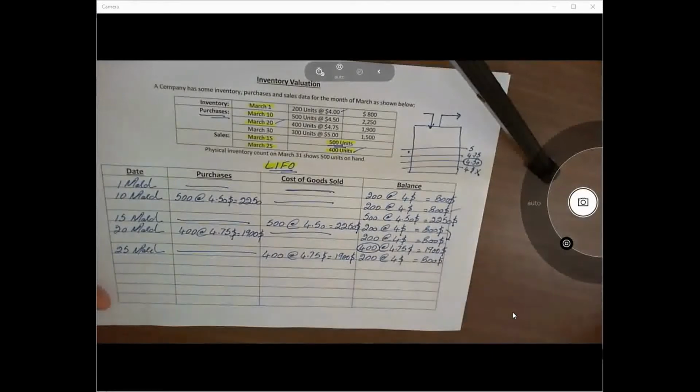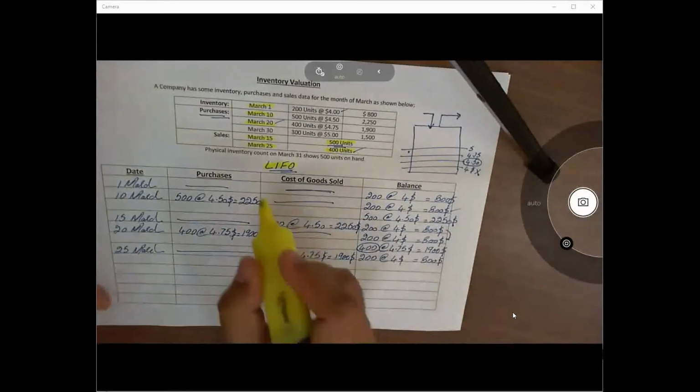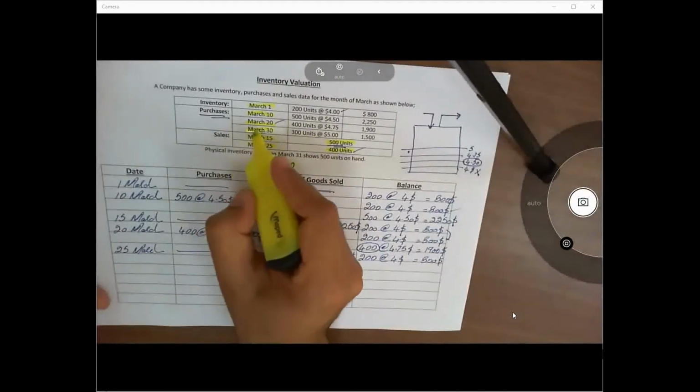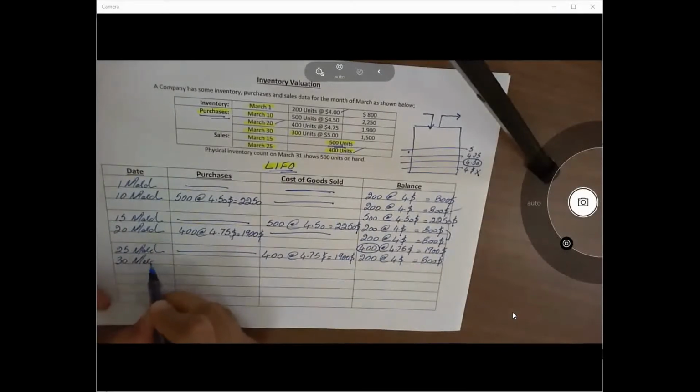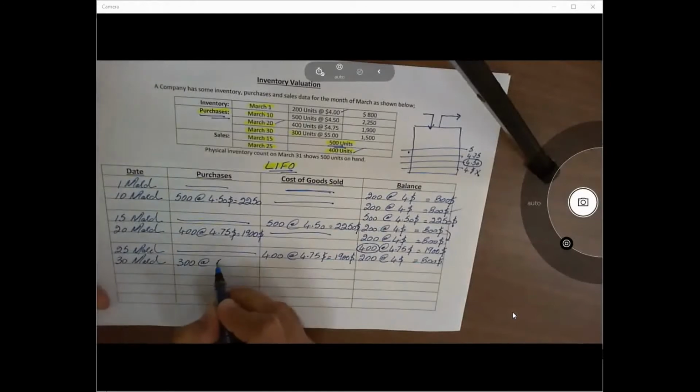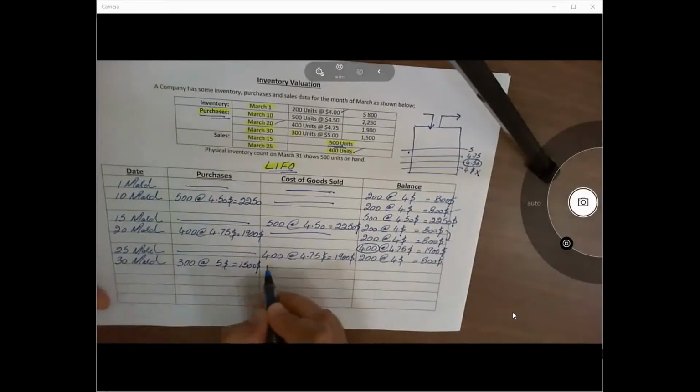Next, after 25th of March comes the 30th of March, and on 30th of March we are purchasing 300 units. 300 units we are purchasing at what price? At $5. Total purchases $1,500. We are not selling anything.